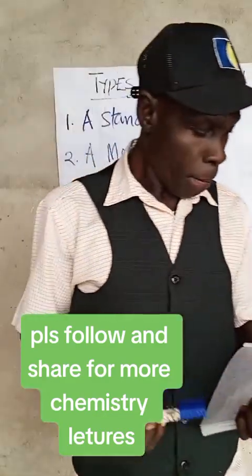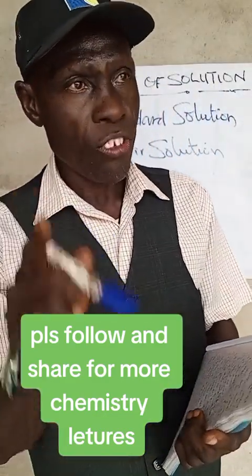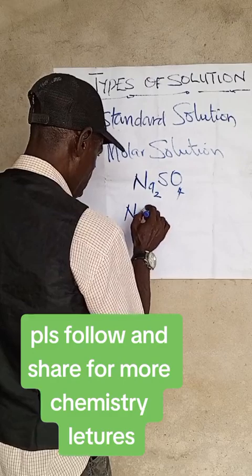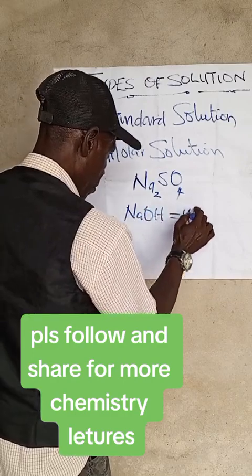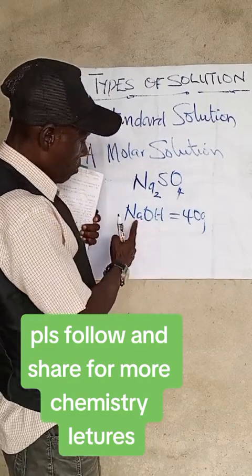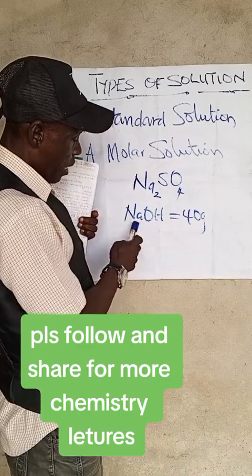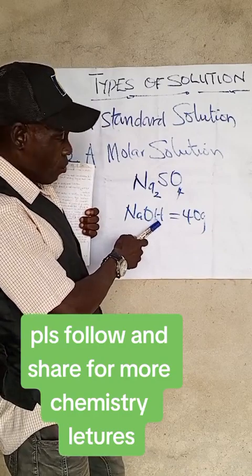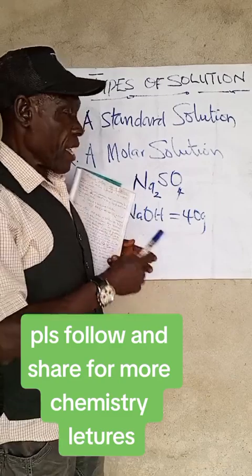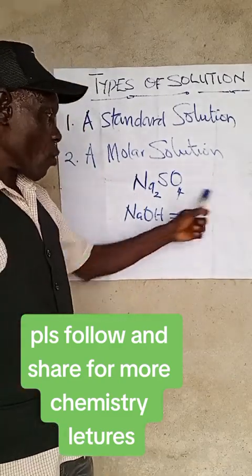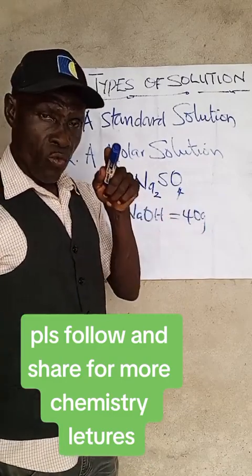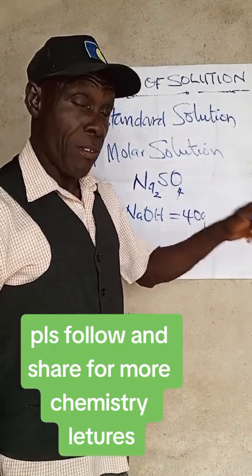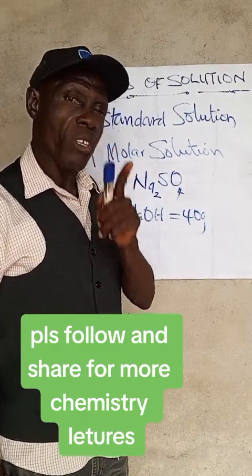So, let me give an example now. Sodium hydroxide weighs 40 grams. Sodium hydroxide is 40 grams. That means sodium is 23 grams per 1 atom, oxygen is 16, hydrogen 1. So if you add all together, it's 40 grams. Now, if I dissolve these 40 grams as a whole in 1000 cm cube of water, which is equivalent to 1 dm cube of water, then I've prepared 1 molar solution.